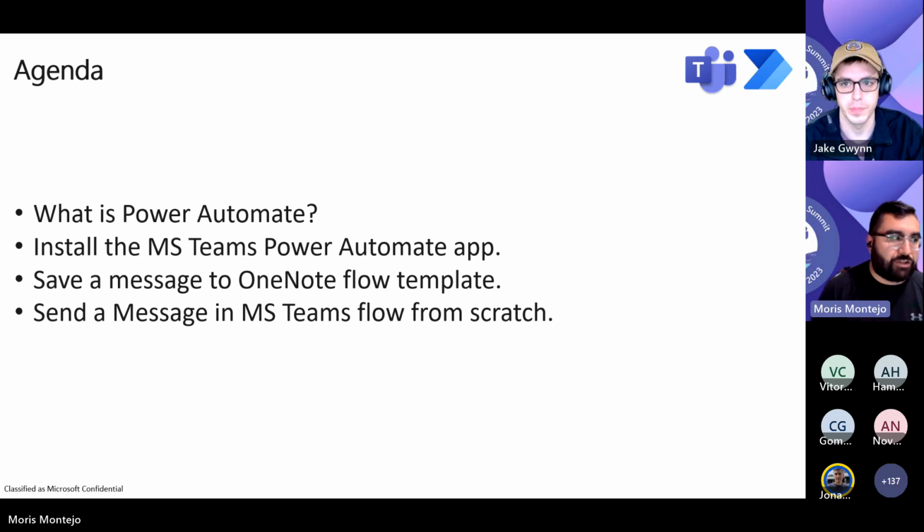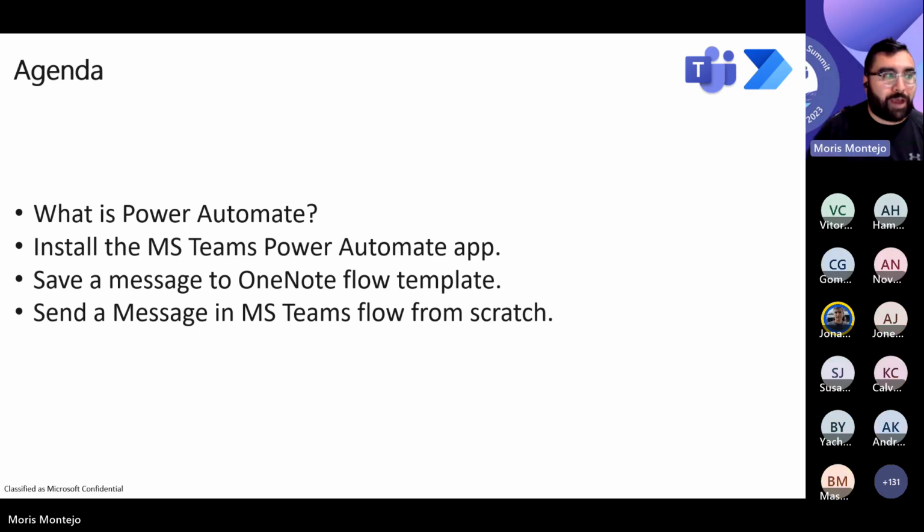Then we're going to jump into installing the MS Teams Power Automate app so that we don't even have to go outside of Teams to build our flows, our cloud flows, our automation, right? I'm going to show you how you can easily do that without having to open a browser and a million tabs. We're going to stay within Teams. And once we've installed the app, we're going to create two flows if time allows. I've done this session a few times, so we should be able to get through it.